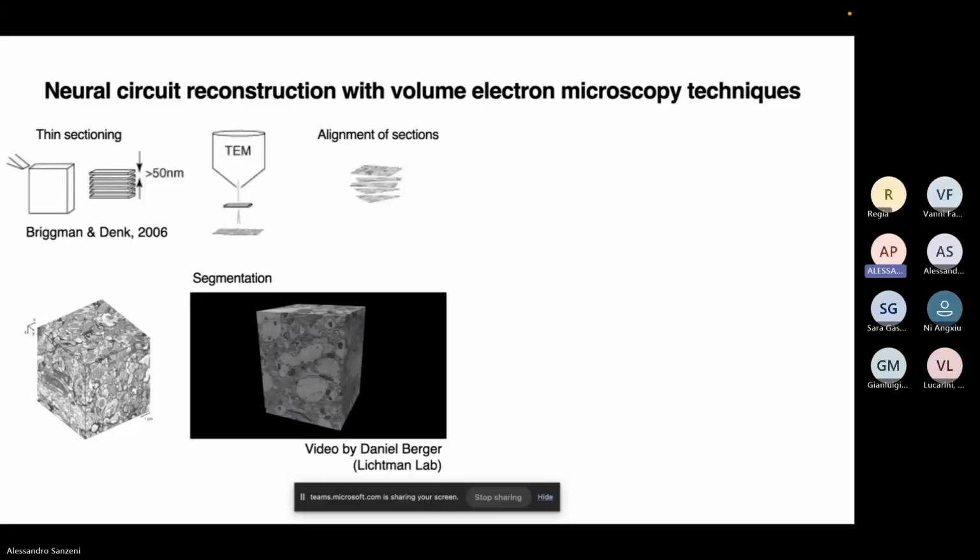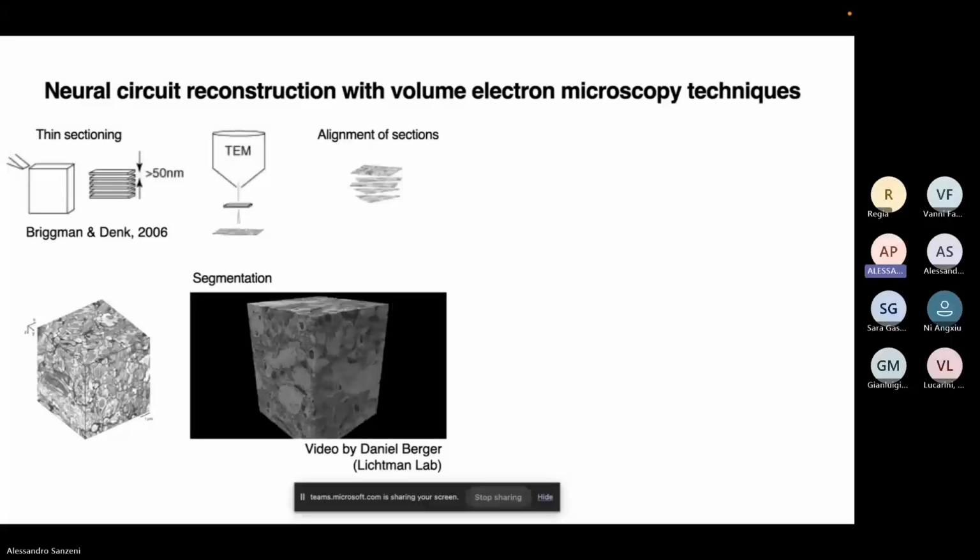So the problem is the following. You have this image, and you see that here you have sections of, for instance, an axon. You would like to track that section over different images, so to reconstruct this 3D structure.